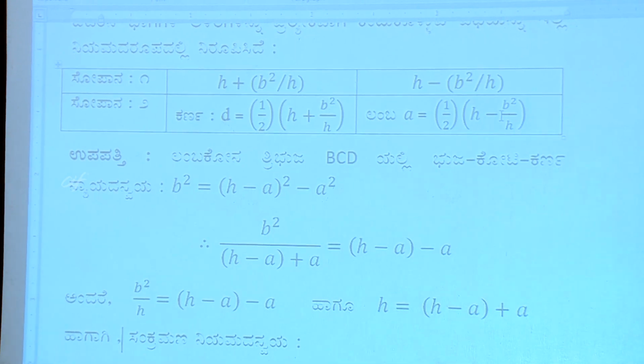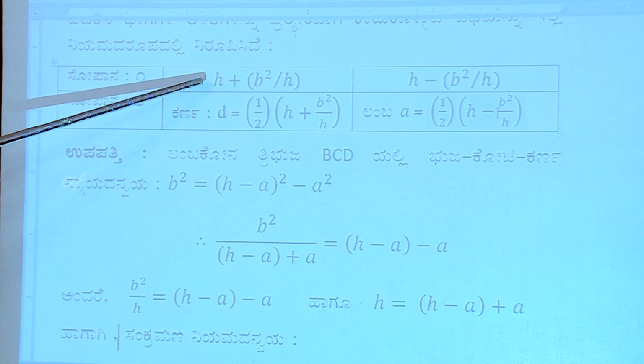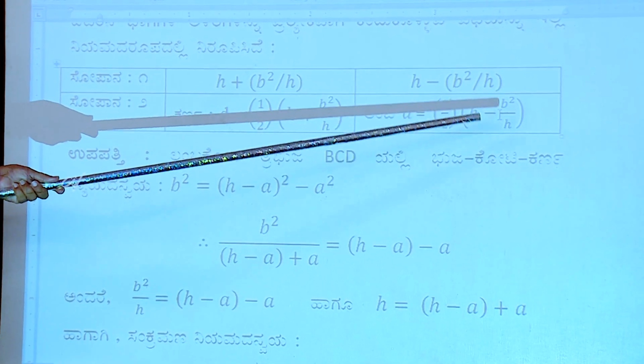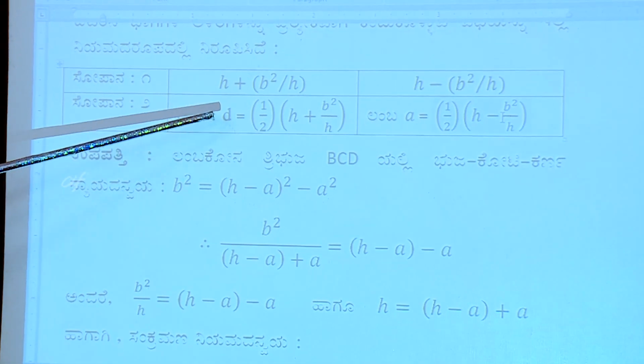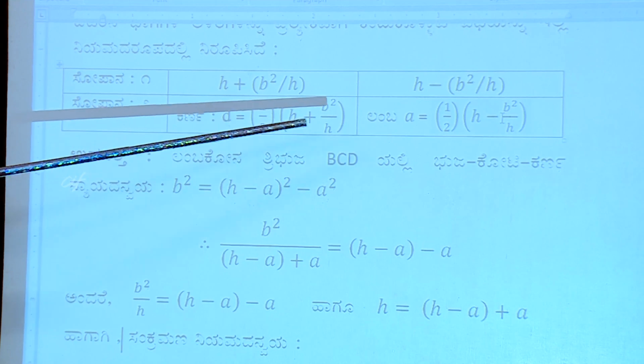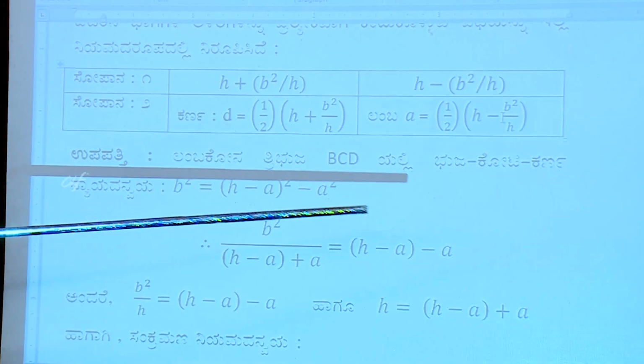Step number 1 we have to do this one. In the first step, h is equal to b square by h minus b square by h. Second step, b is equal to half of h plus b square by h and a is equal to half of h minus b square by h. Now go to the verse.